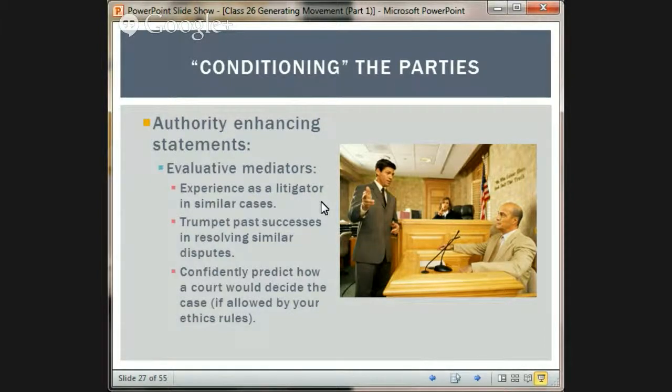Confidently predict how a court would decide the case. This assumes that it's allowed by your ethics rules, and in most states you can't do a specific prediction. You might be able to do some sort of range prediction.